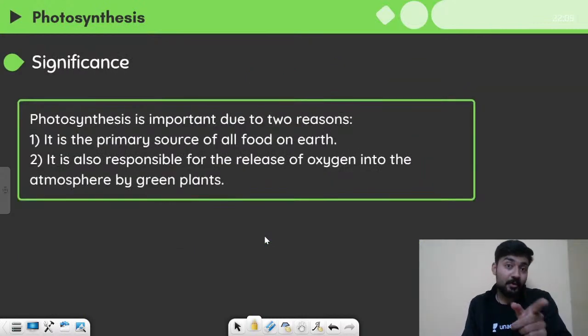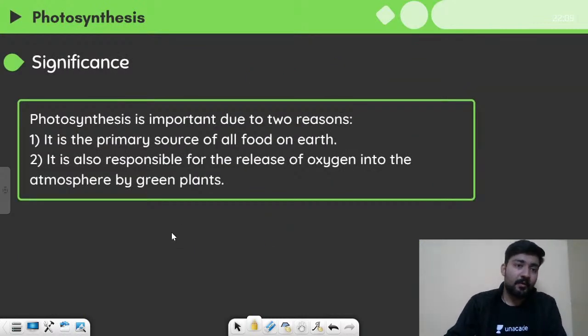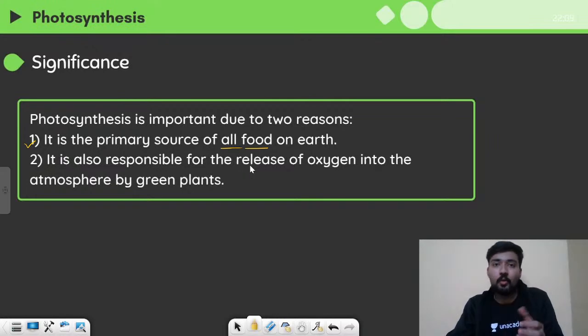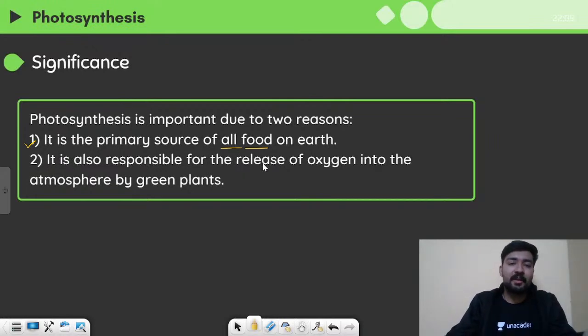So let us understand the significance of photosynthesis. Photosynthesis is important due to two reasons. First, it is the primary source of food on earth. Everybody knows that photosynthesis makes glucose, and using glucose all the other biomolecules are made, and those biomolecules make up our food. So it is the primary source of food on all earth.